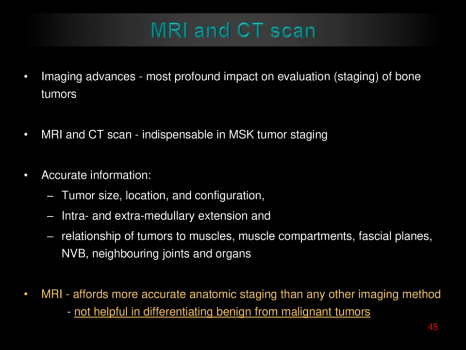Between MRI and CT scan, it is the MRI which is the preferred modality of investigation for any musculoskeletal tumor. MRI affords more accurate anatomic staging than any other imaging method. However, it is very important for you to realize that it is not significantly helpful in differentiating benign from malignant tumors.